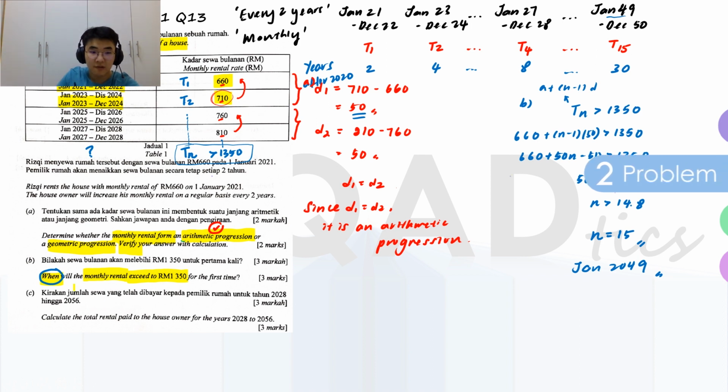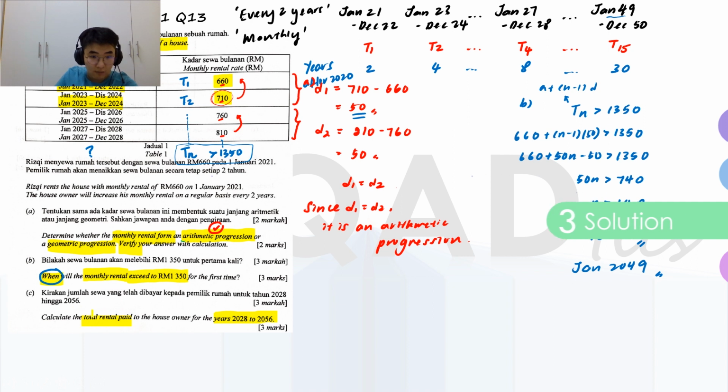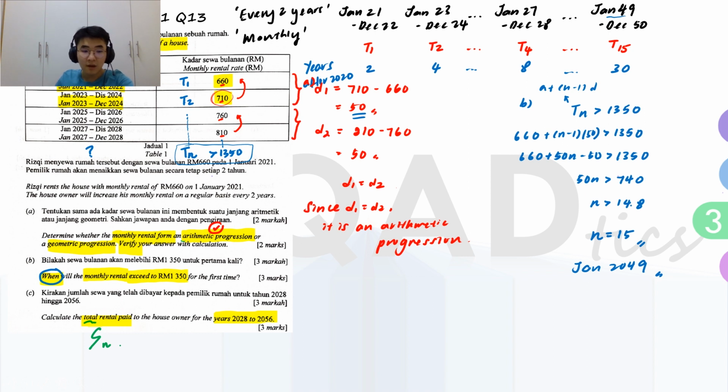And the last question, we need to find the total rental paid to the house owner for the years 2028 to 2056. Okay, so now here we have a keyword which is total, so this means we need to use Sn to find our answer. Right, so before we find Sn, we need to figure out what is the term for 2056.